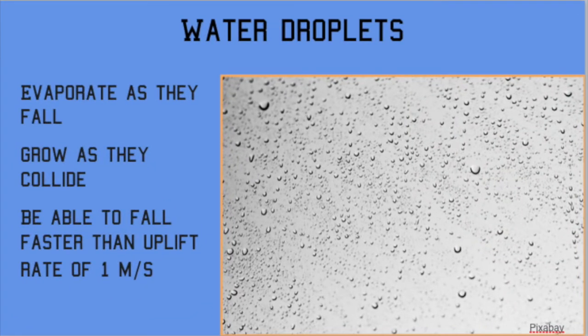Water droplets in clouds need to grow in size before they fall. The fall velocity of the droplets needs to exceed the rate of uplift. Gravity causes them to fall. The droplets also need to be large enough so that the evaporation that occurs as they fall leaves behind part of the water droplet. Water droplets grow by colliding with other droplets to combine into larger ones.